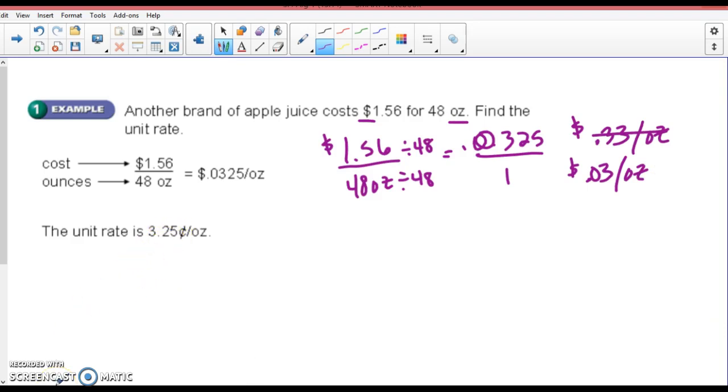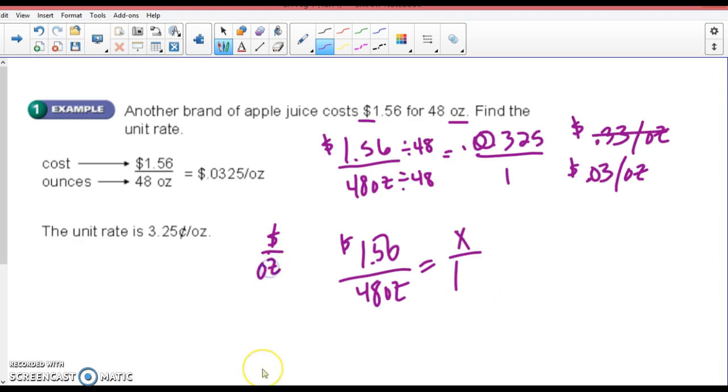The other way you can do this is this. $1.56 for 48 ounces. We want to know X for 1 ounce. Set up a proportion. Cost per ounce, cost per ounce. And I like to write a little cheater fraction. We're going to do cost over ounce. Well, how do I solve this? I cross multiply. 48 times X is 48X. 156 times 1 is 156. Divide both sides by 48, which is exactly where we were, and we get the same thing. So you can do it however you want.